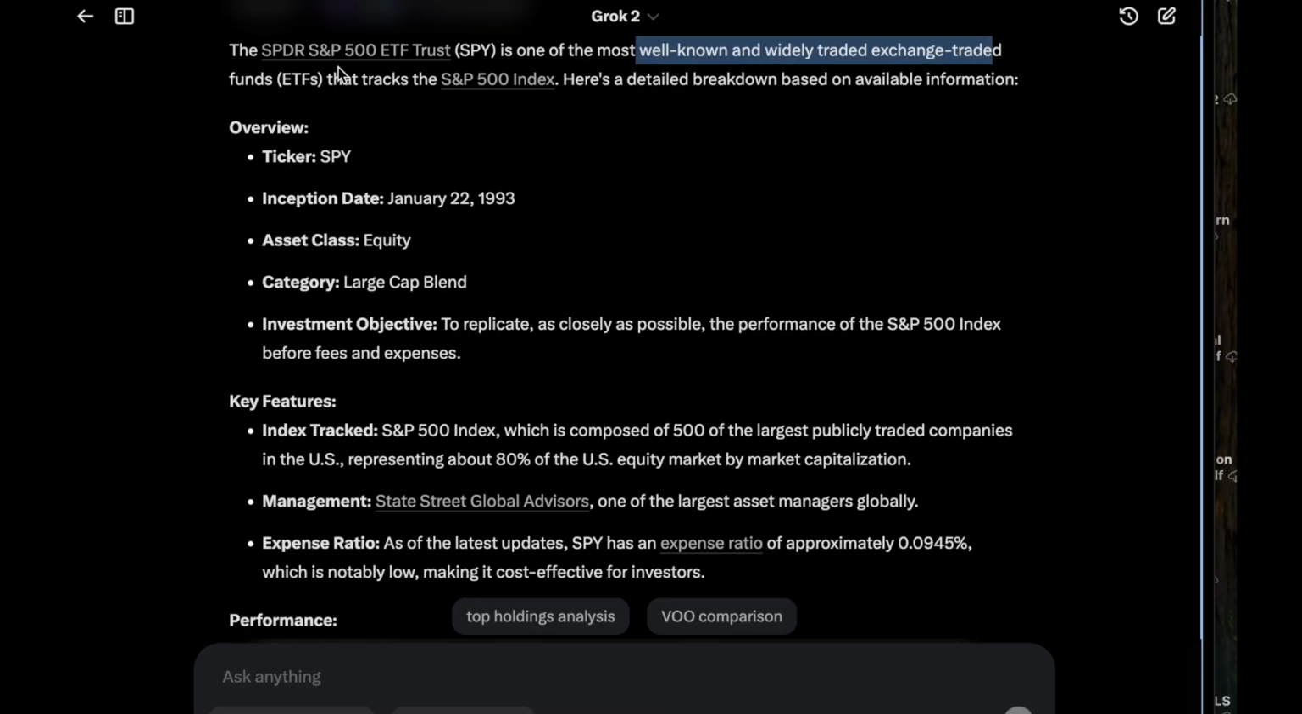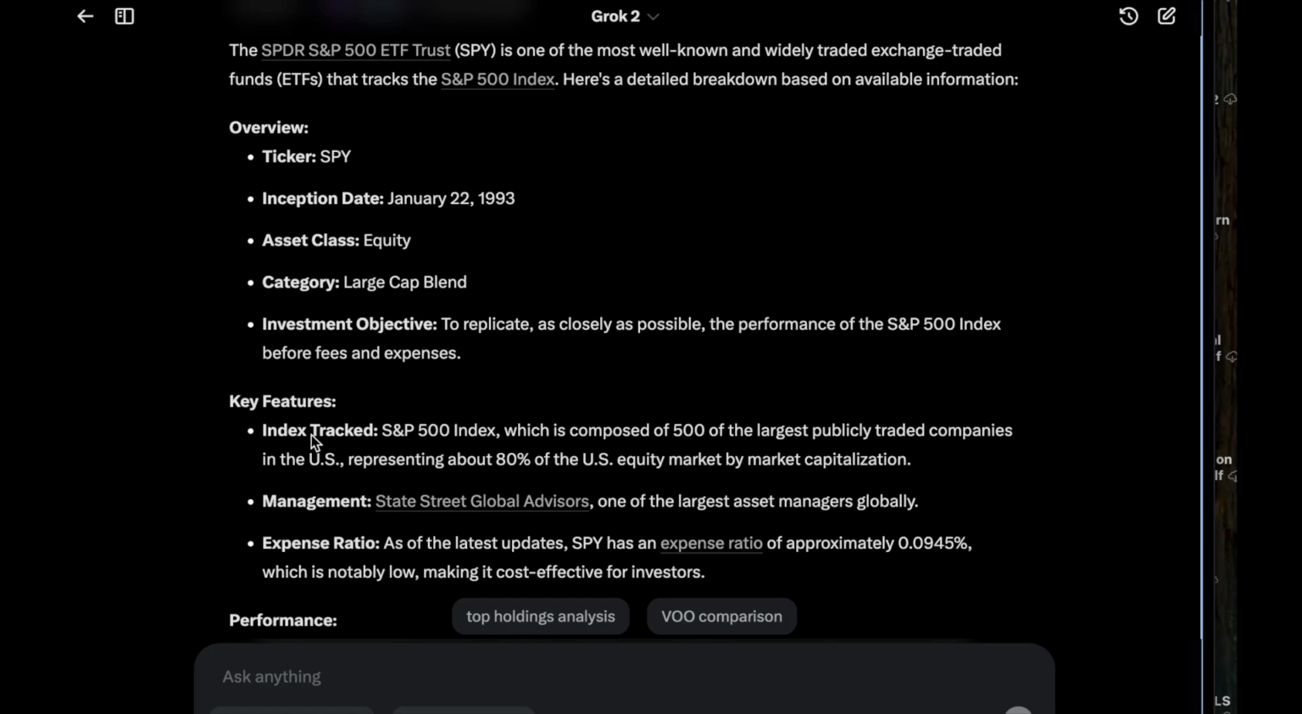So today we're going to talk about SPY, the SPDR S&P 500 ETF Trust. This is the most well-known and widely traded exchange-traded fund. It tracks the S&P 500. Ticker symbol is SPY, and this is a fund that most people have as the cornerstone of their portfolio, 50 to 60% allocation, and they hold long-term.